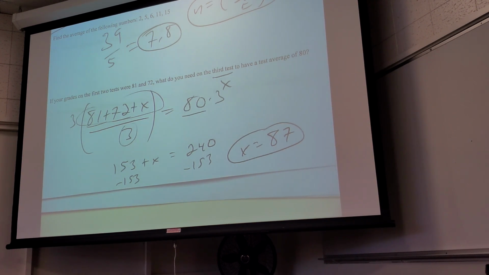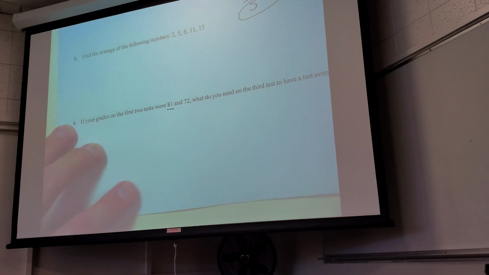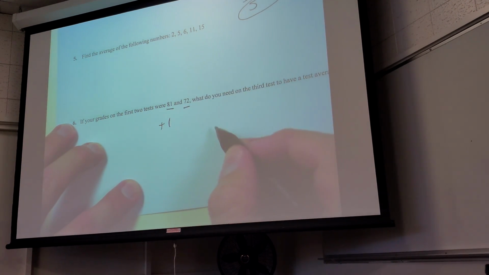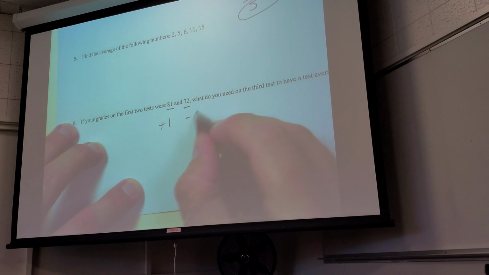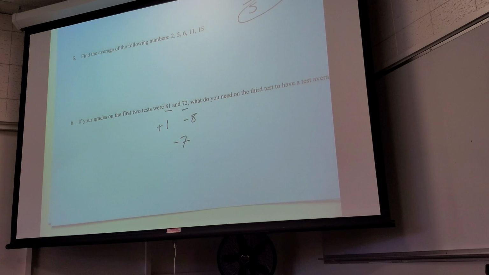Some of you just met me today, and you're already thinking, man, why did I pick this guy? But you should have picked up by now that I have other ways to do every problem. My favorite way, let me see if you like this. How far away from 80 is 81? 1 up, right? How far away from 80 is 72? 8 down. Overall, I'm down 7, yes? So then my third test better be up 7 to make up for that. 87. Done.